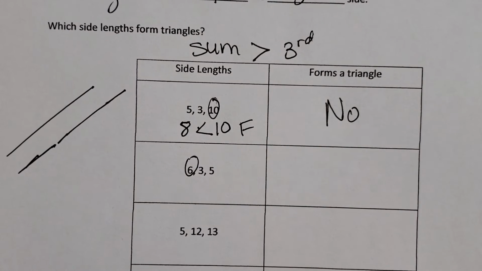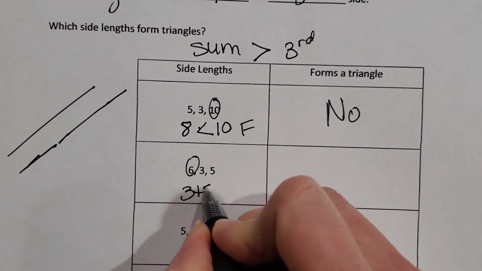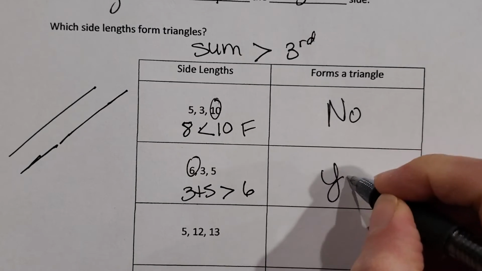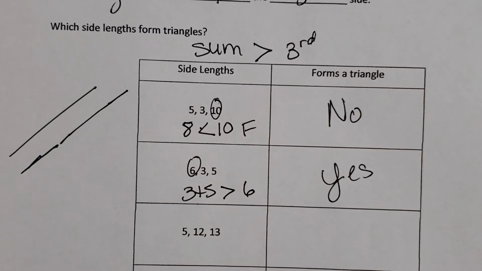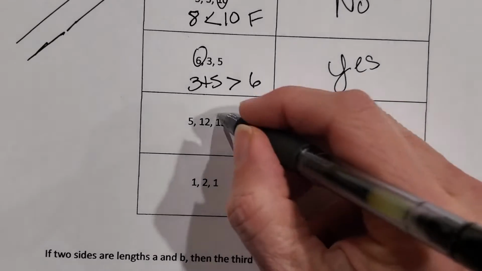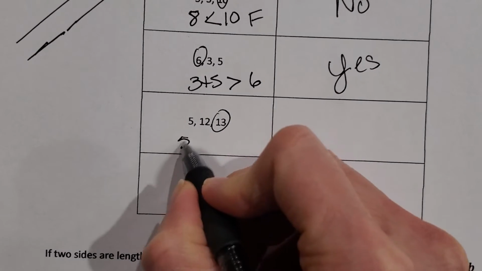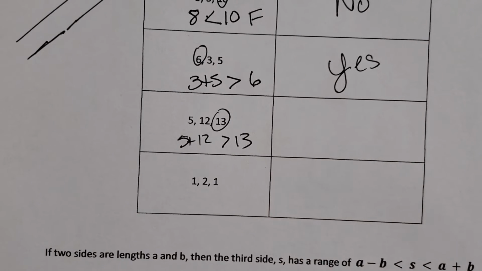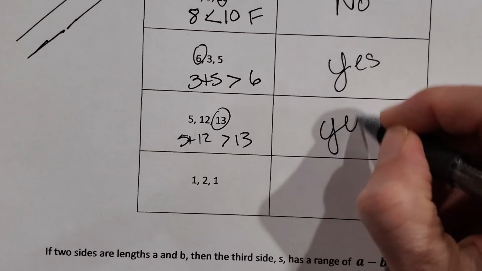Okay, 6 is the biggest one here. Is 3 plus 5 bigger than 6? Yes, it is. So our theorem is applied and we know that makes a triangle. The biggest one here is 13, and we know that 5 plus 12 is greater than 13. Sometimes you don't even have to add them, you can just figure it out. So yes, that forms a triangle.